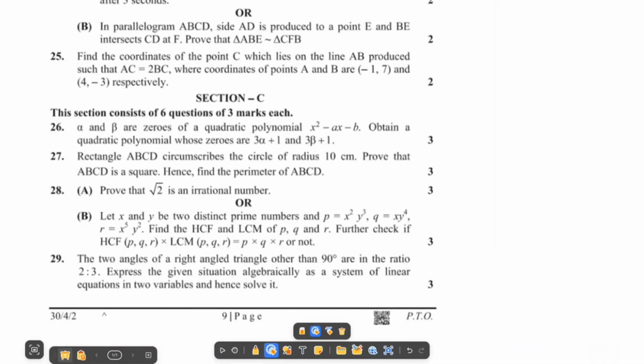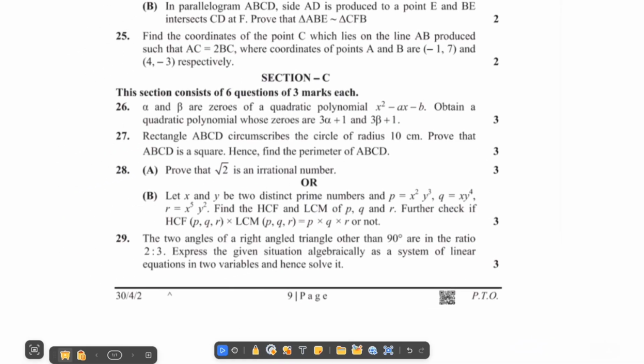Next, see 26th question. Alpha and beta are the zeros of the polynomial x square minus ax minus b. Find any quadratic polynomial whose zeros are 3 alpha plus 1, 3 beta plus 1. So alpha and beta are the zeros of this polynomial, and we have to find one more polynomial with 3 alpha plus 1 and 3 beta plus 1 as the zeros. So let's try to find it.